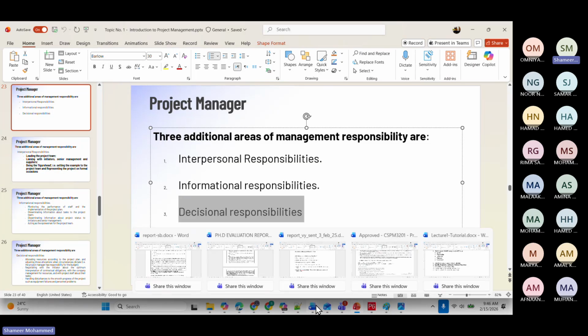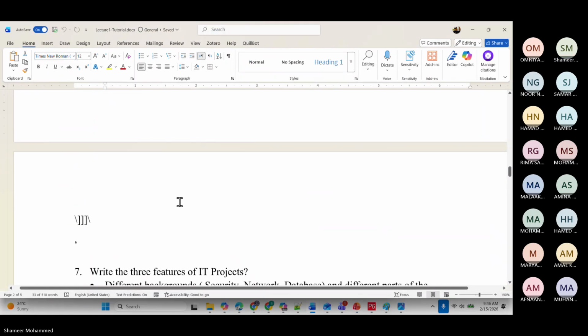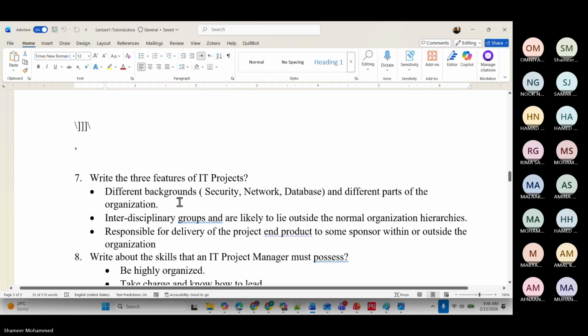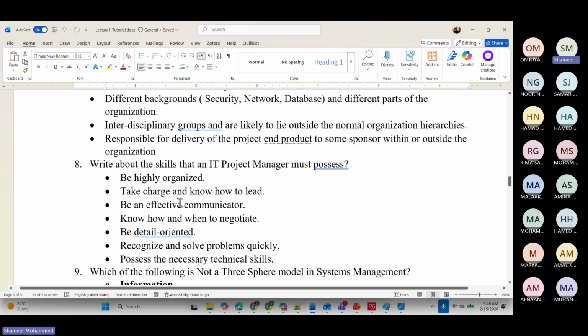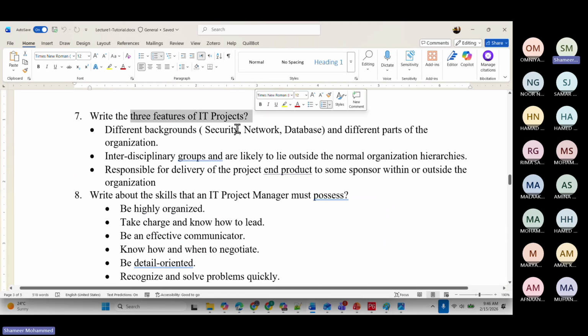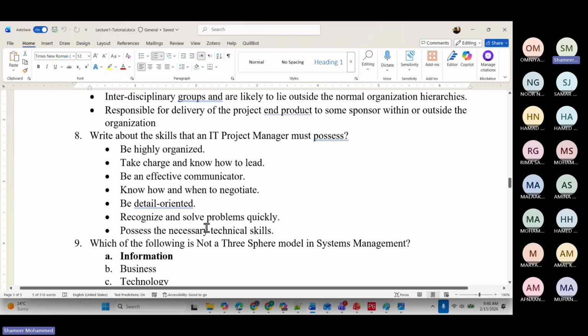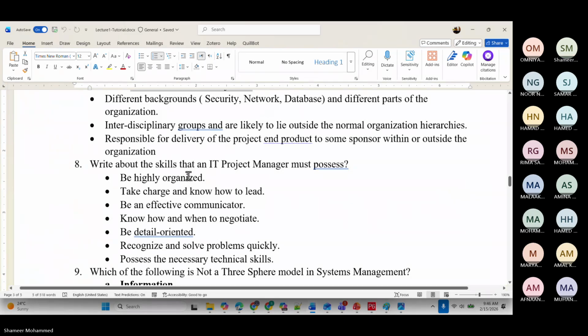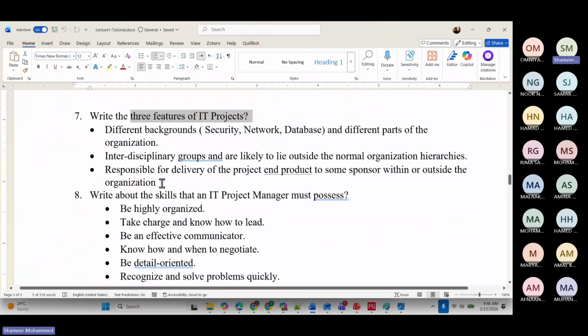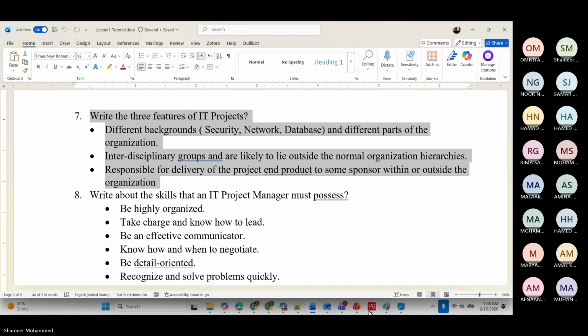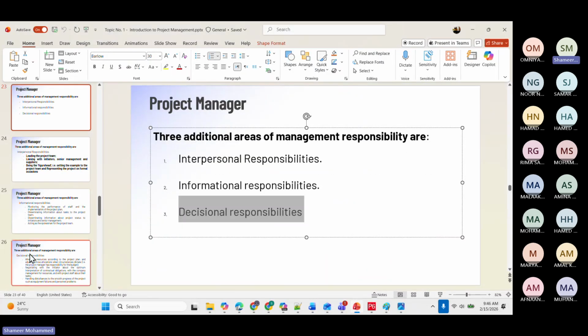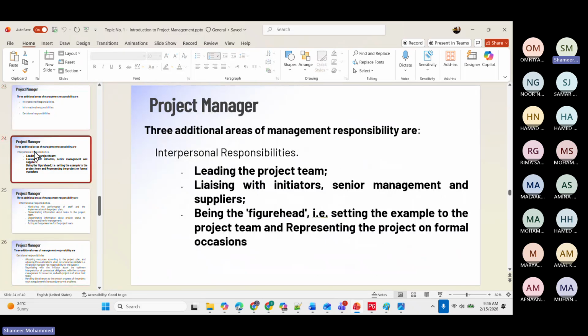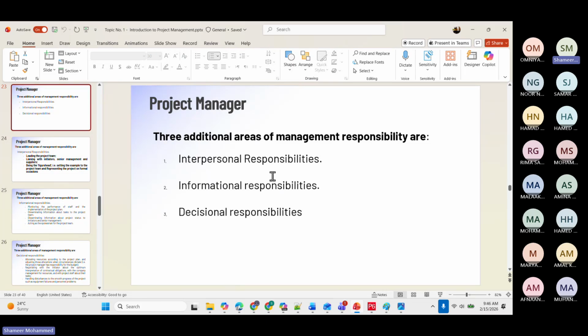You may get maybe a multiple choice question or something from this one. See here, the previous slides' questions I have framed here. Different features of the project, different backgrounds, interdisciplinary, those things are there. For each slide, I have framed the question. So like this, you can prepare. It is easy for you to prepare for the exams. So the project manager's responsibilities are three: interpersonal, informational, decisional.